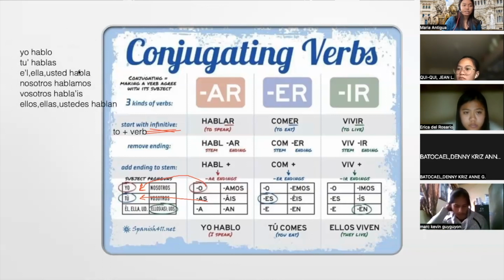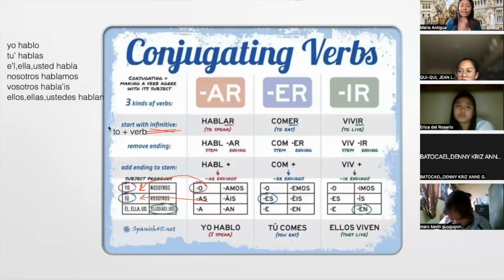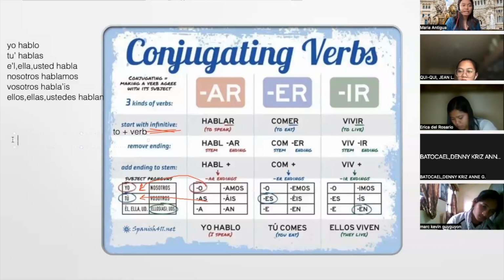Yan yung conjugation sa regular verb. Diba? Hindi nyo na kailangan i-memorize. You just have to remember yung ending. Memorize yung mga ending. Punta tayo sa verb ending with ER. Let's have comer, to eat. Okay, same thing. Please help me conjugate it.